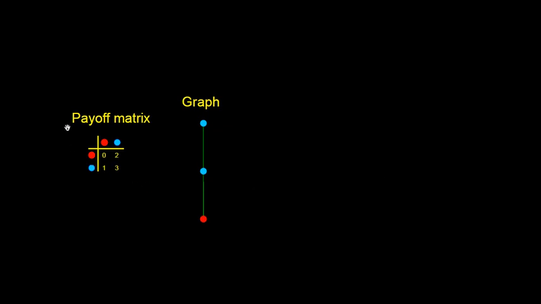So here we've got a payoff matrix. This here is essentially defining a game. So what this means is that if we use the red strategy against somebody who uses the blue strategy, we get a payoff of 2. If we use the red strategy against someone who uses the red strategy, we get a payoff of 0. If we use blue against someone who uses red, we get a payoff of 1. If we use blue against someone who uses blue, we get a payoff of 3. Okay? So this tells us which payoff we get against somebody else.